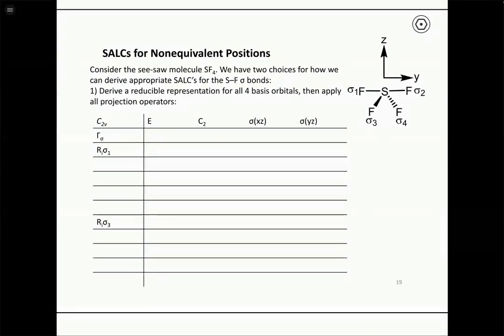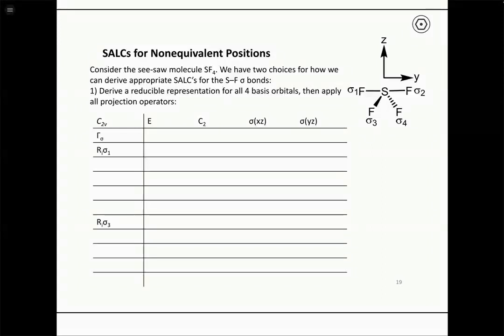So a non-equivalent situation is one where we already saw it for 1,3 cyclobutadiene, although we didn't do projection operators, but it's a situation where the operations in the point group do not interchange all of the orbitals with each other. So if we look at a C2v example, SF4, this sort of seesaw-shaped molecule here, what we'll notice is that the operations will interchange sigma 1 and sigma 2, or sigma 3 and sigma 4, but there are no symmetry operations that interchange 1 with 3 or 1 with 4. Similarly, there's none that interchange 2 with 3 or 2 with 4. So not all of the orbitals are interchanged on the operations.